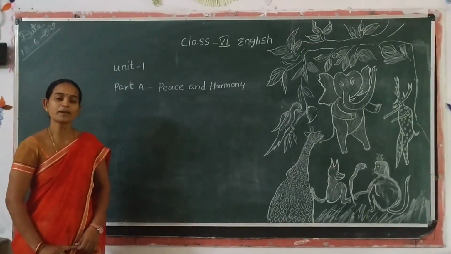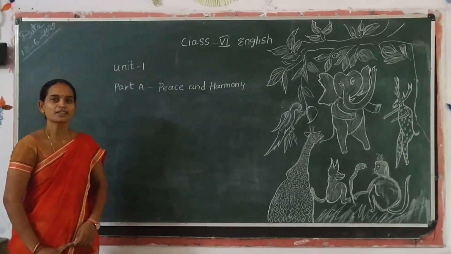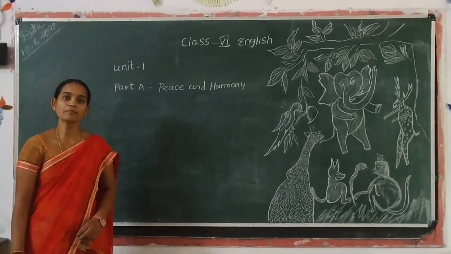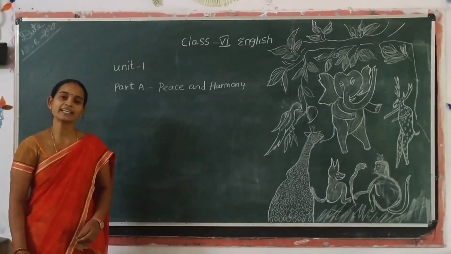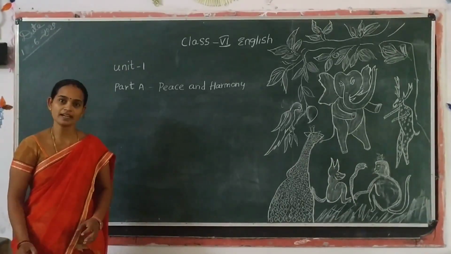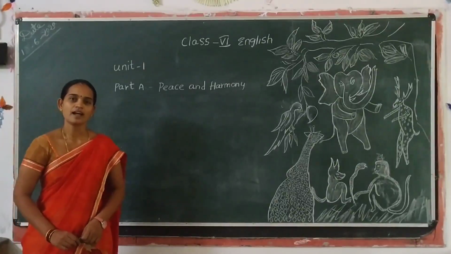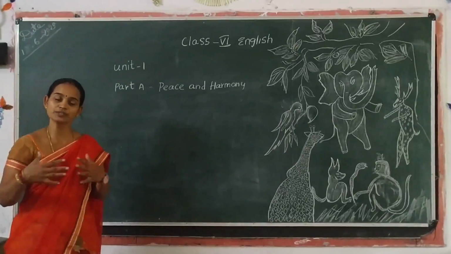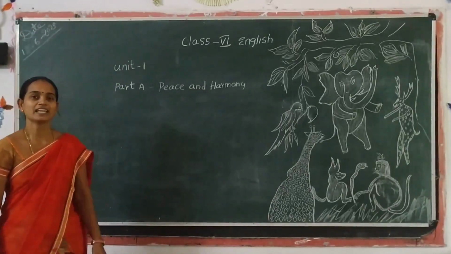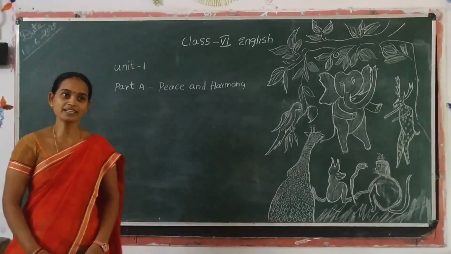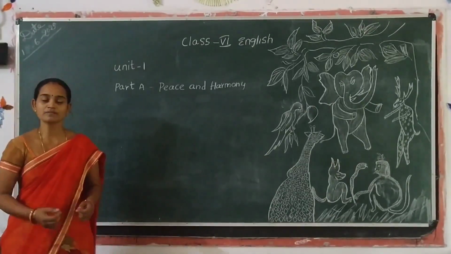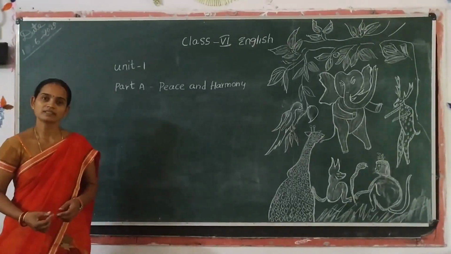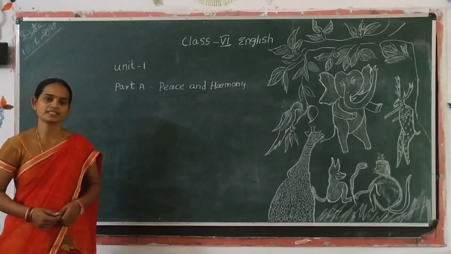What is the lesson name? Peace and Harmony. Do you know, children, what is the meaning of peace? Being in a pleasant mood, not making any quarrelsome actions in our life. And children, what is the meaning of harmony? Harmony means living together happily. In our daily life, we are observing in our surroundings how there is peace and harmony in the society.